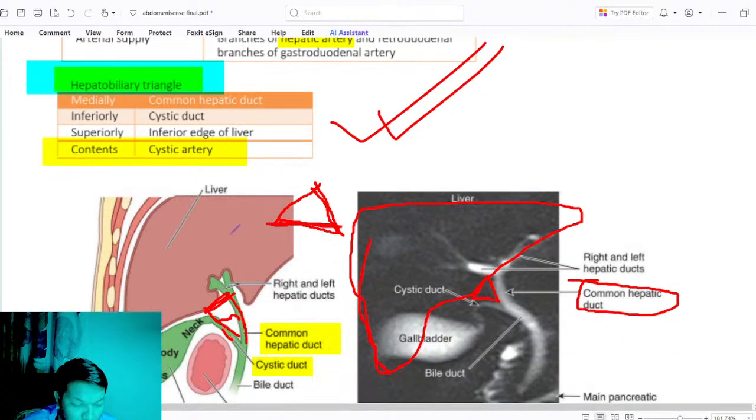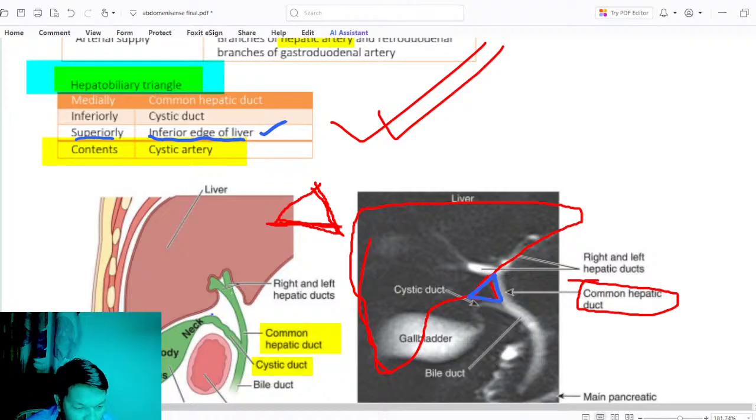Hepatobiliary triangle. Important. This is the hepatobiliary triangle. Superiorly, what do we have? Suppose this is the hepatobiliary triangle, this area. Superiorly, we have the inferior surface of the liver, the inferior edge of the liver. Then inferiorly, what do we have?